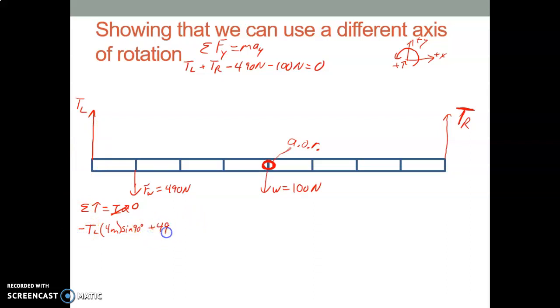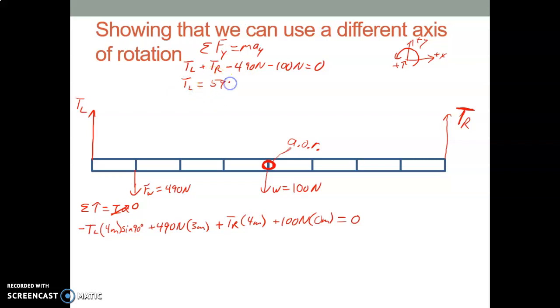And then we repeat that process for each force, 490 newtons times 3 meters, 1, 2, 3. That's a positive torque. T sub R also creates positive torque. It is 4 meters from the axis of rotation. And then if we want to, we could put in the weight here, 100 newtons. And how far is it from the axis of rotation? 0 meters. You don't have to write that there, but some people like to do that because then you're writing every single force into your torque equation. Some of them don't create any torque because they're 0 meters away. Now we look at this equation, we have two unknowns. This equation has the same two unknowns. That means we're going to be able to solve it.